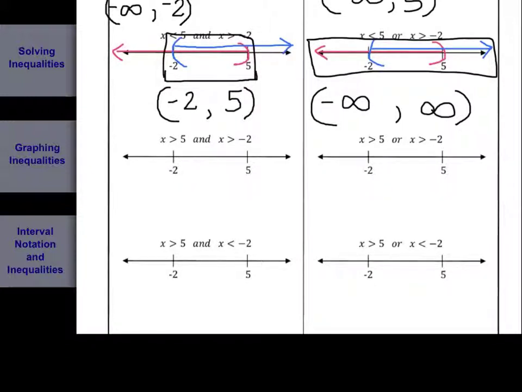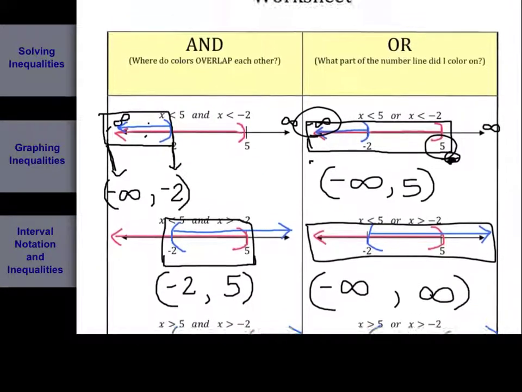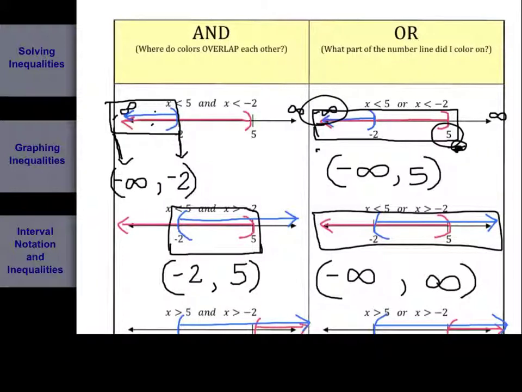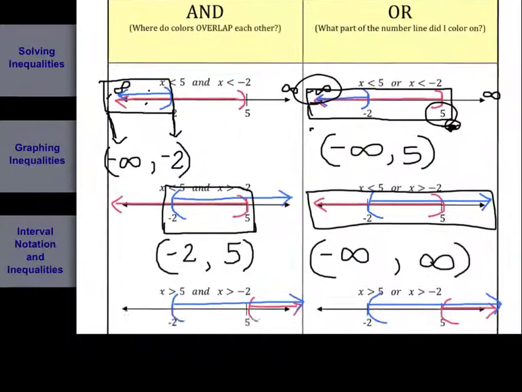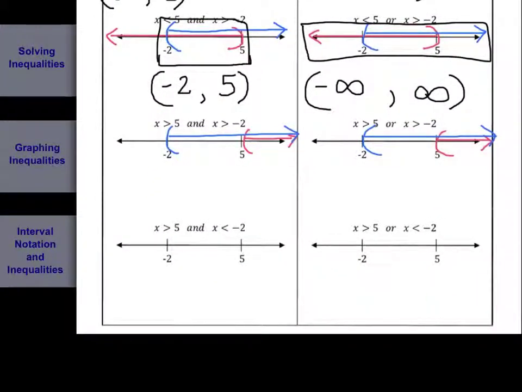X is greater than 5. That'll be graphed this way. X is greater than negative 2 will go this way. Okay, so again, let's look at the word. "And." What does "and" mean? Let's look back up here. Where do my colors overlap? So where do my colors overlap each other in this problem?